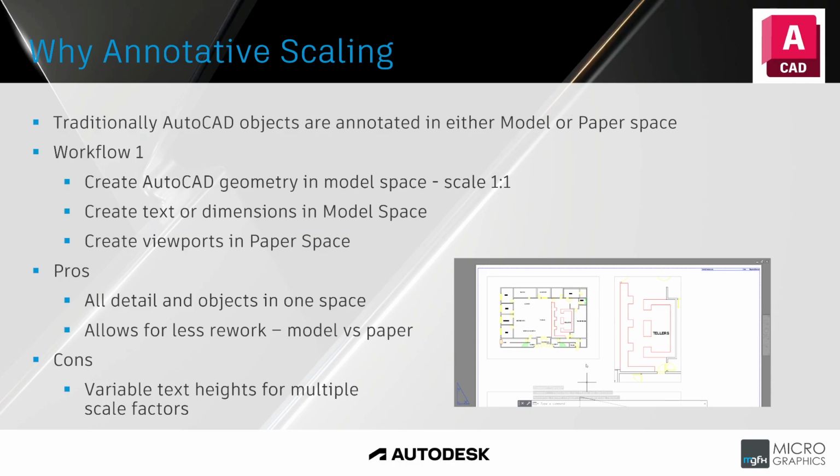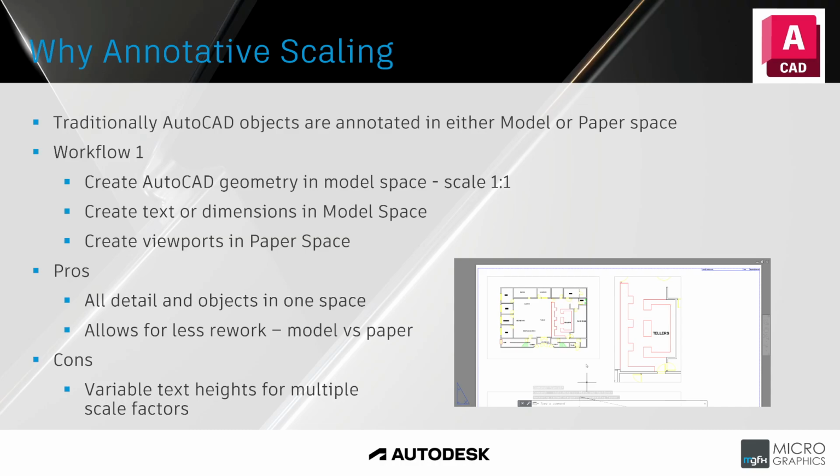Whereas if you do it in model space, it's going to pop up in both viewports. Now, the great thing about this is that all the details and objects are in one space, so it's easier to manage, and it also allows for less rework. But the problem with this workflow is that you get variable text heights for the multiple scale factors.